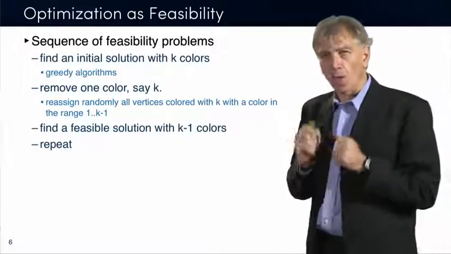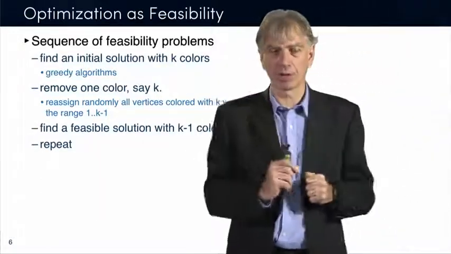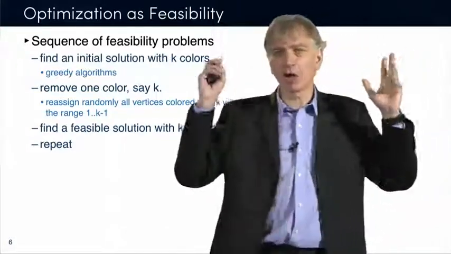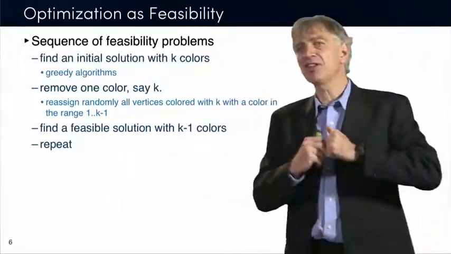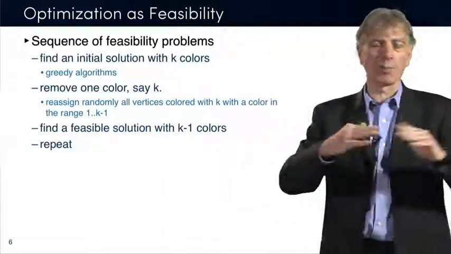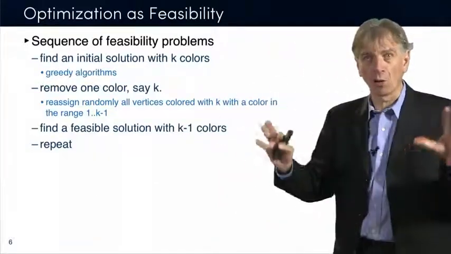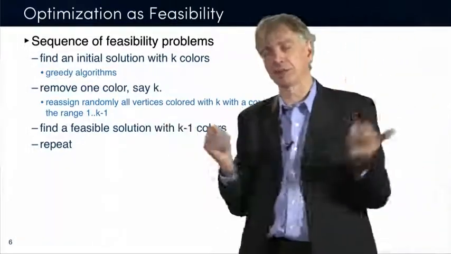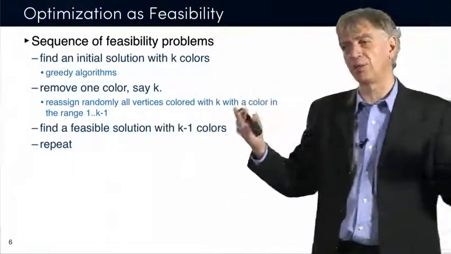Okay, so we want a solution, let's say, with k minus 1 colors. What do we do? Well, we take all the vertices which are colored with color k, and we basically replace them with a color from 1 to k minus 1. Now what do we have? The problem is infeasible. We have plenty of violations, right? Or maybe not, but most likely we'll have violations.